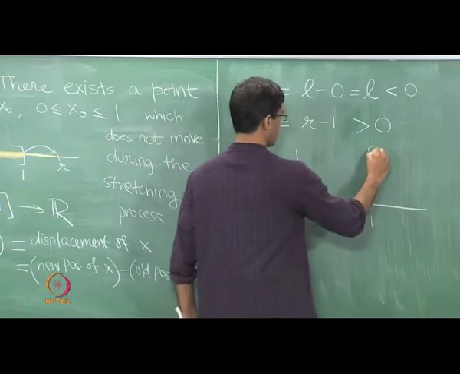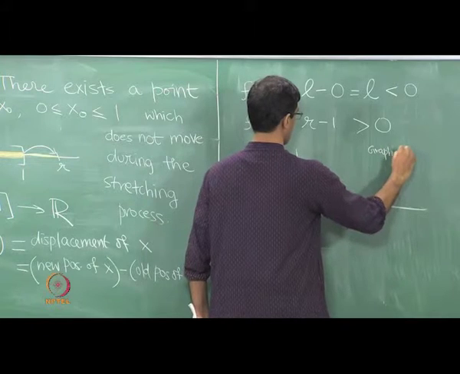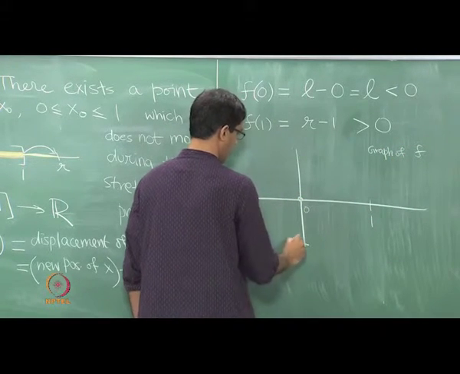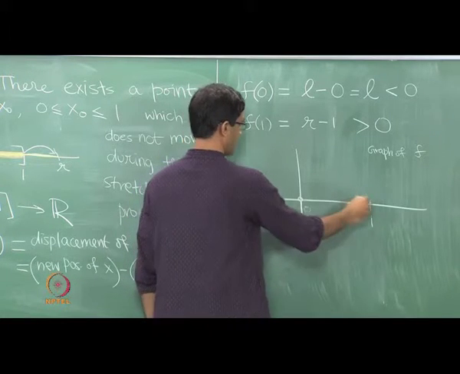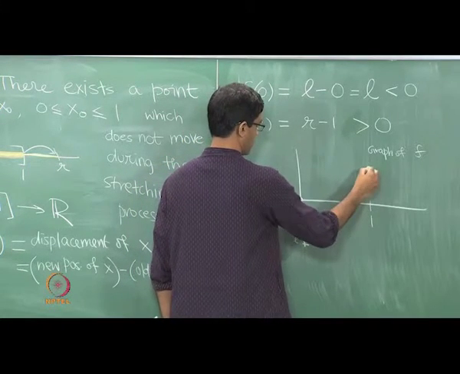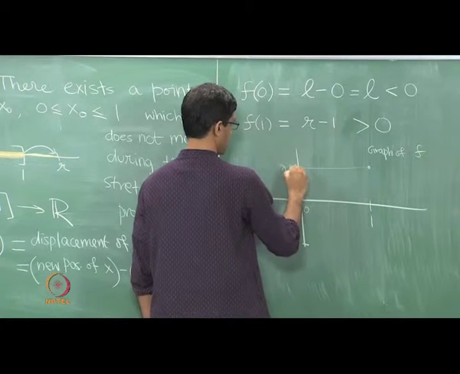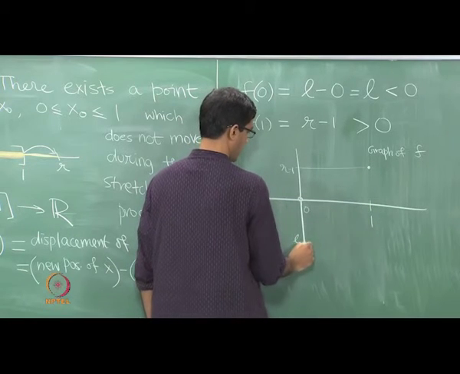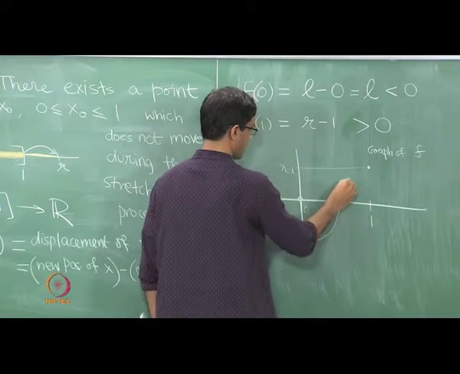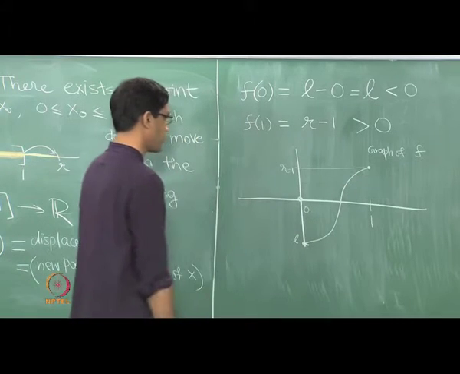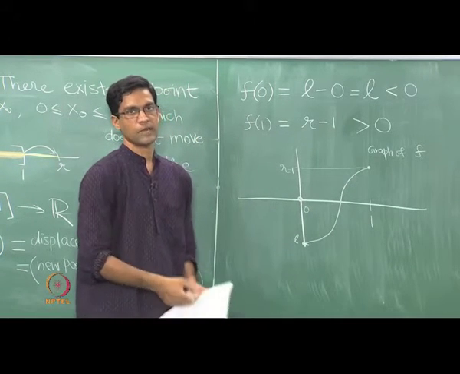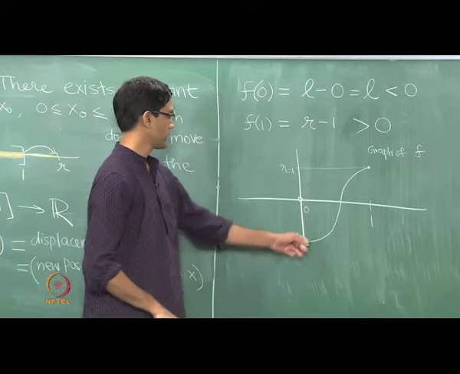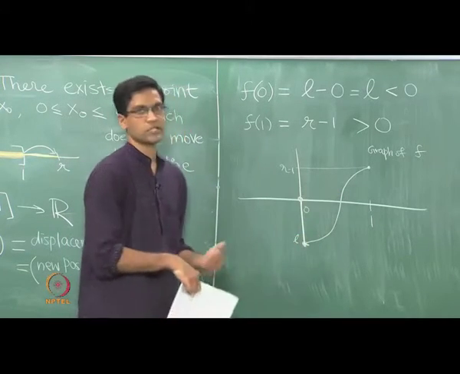So I am going to draw the graph of the function f. At 0 it is the value L, which is negative. At 1 it takes the value R minus 1, whatever that be, which is some positive value. So here are the two endpoints, from L to R minus 1, and what I know is that there is some graph. I do not quite know what the graph looks like, because a graph would just tell me what the displacement is of individual points on the rubber band, and the actual shape of the graph will depend on how the stretching was done.